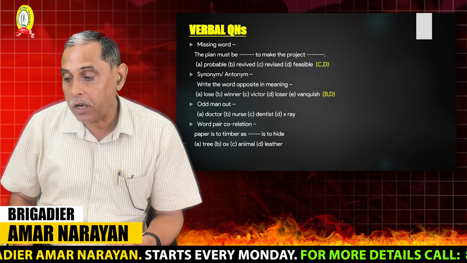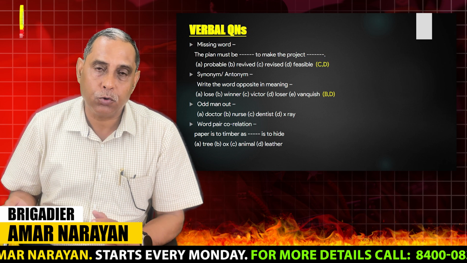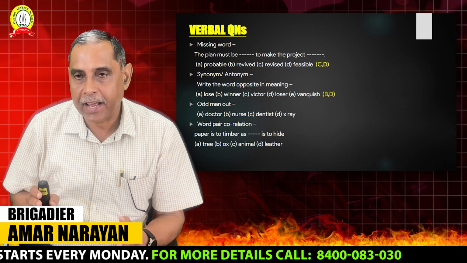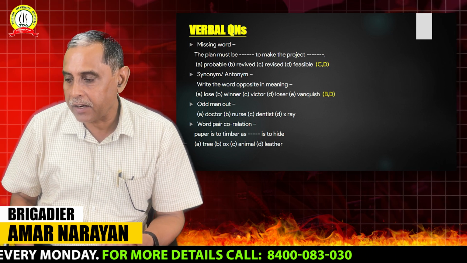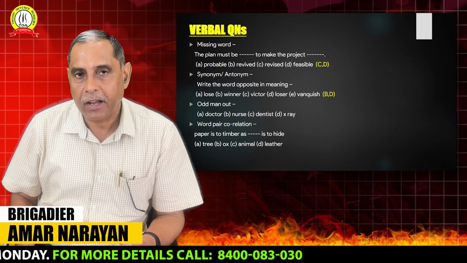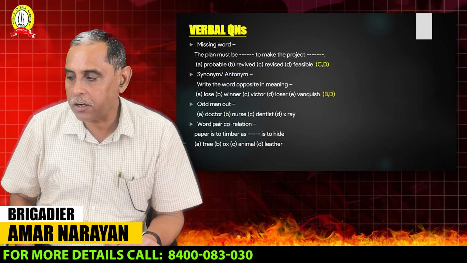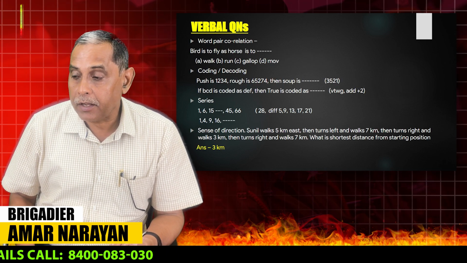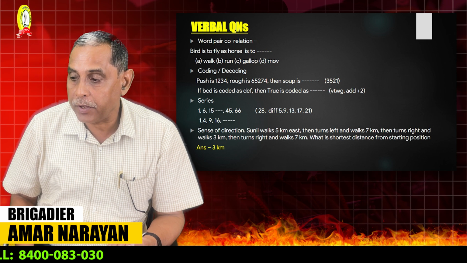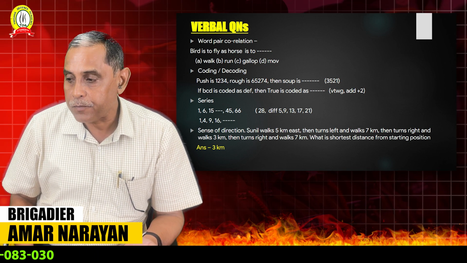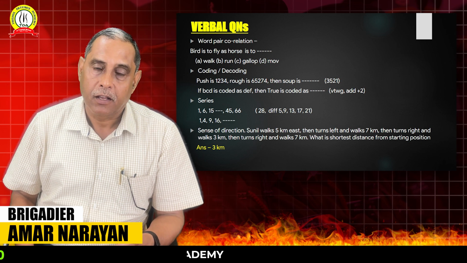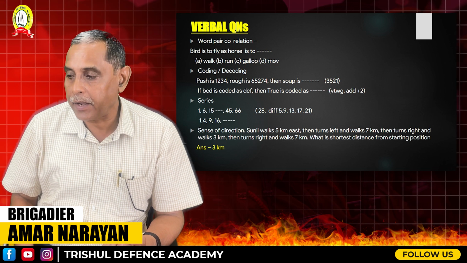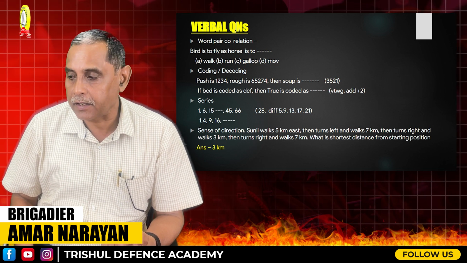Now the next type could be a word pair correlation. So you have to correlate 2 words. For example, paper is to timber and dash is to height, and the options given are tree, ox, animal and leather. So of course the correct answer will be leather. Now again another example of the word pair correlation: bird is to fly as horse is to dash, and the answer options are walk, run, gallop and move. So the correct answer is gallop.